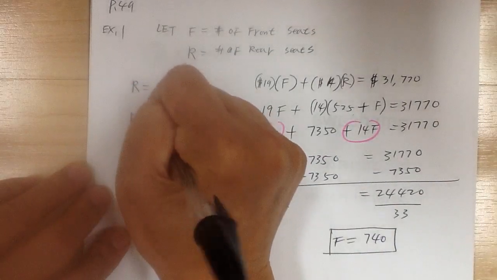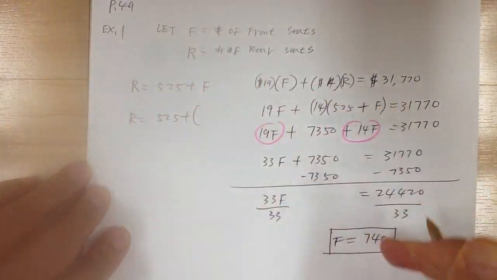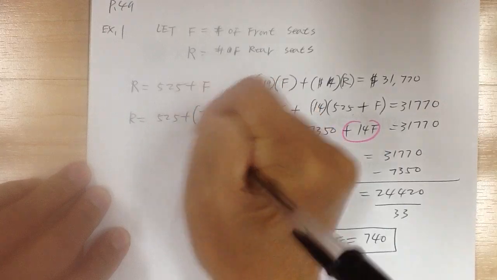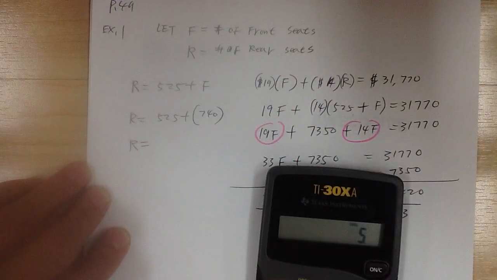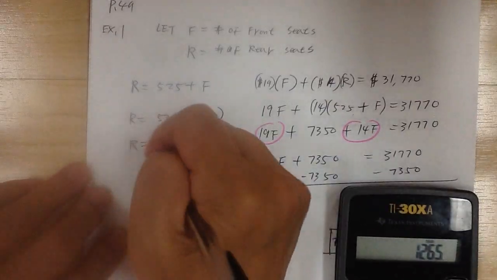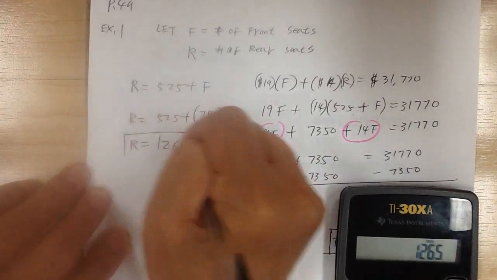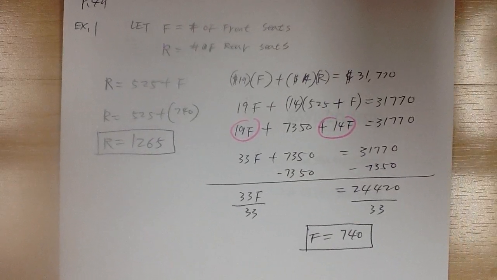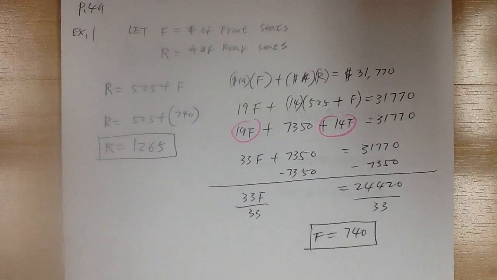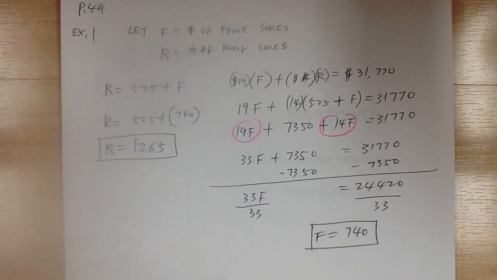So R equals 525 plus, and whenever you substitute, put it in parentheses, so 525 plus 740 equals 1265. Again, when the problem gets difficult, you need to just hang in there and break the problem down step by step and work it through. Okay, let's go to the next one.